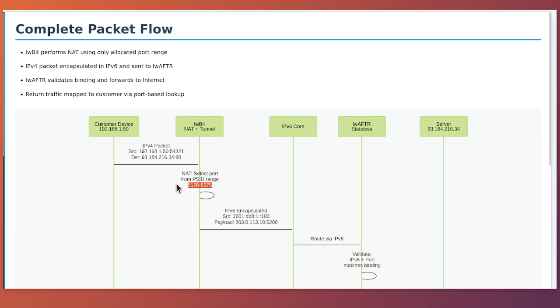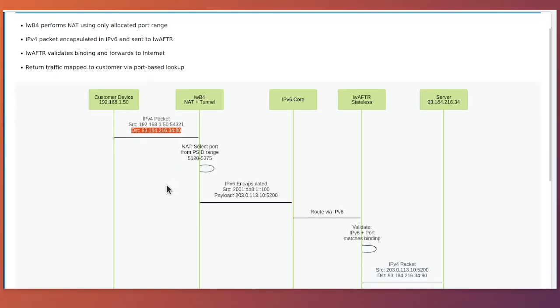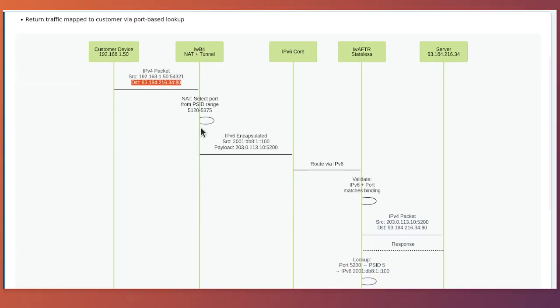The device creates a TCP SYN packet with source address 192.168.1.50 and a random source port, let's say 54321, destined for 93.184.216.34, port 80. This packet arrives at the LWB4, which recognizes it needs to be NATed and forwarded to the Internet. The LWB4 performs NAT translation.